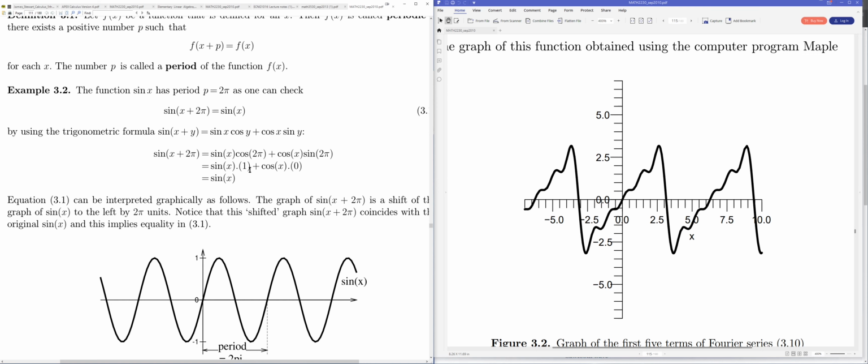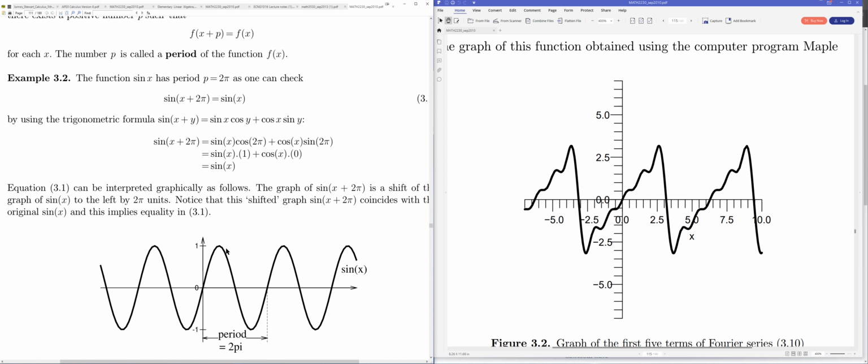Okay, so for example, if we consider sine, let's just see formally that this holds, that sine of x plus 2 pi is equal to sine of x. How can we check this? Well, you could just use the addition formula for sine: the sine of x plus y is sine x cos y plus cos x sine y.